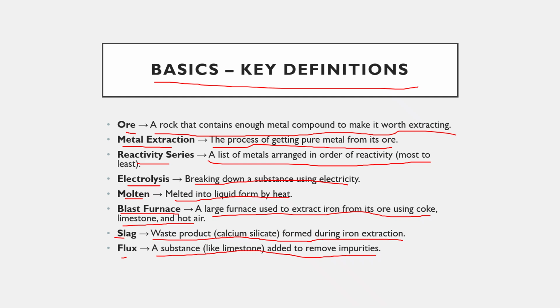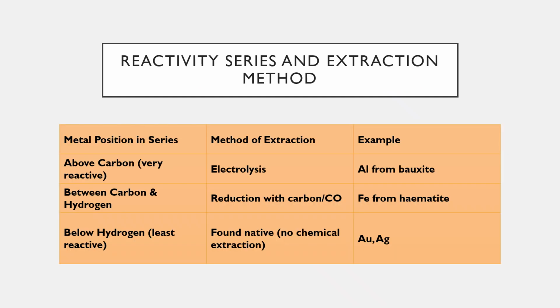These are the key definitions we use when we discuss the method to extract iron from its ore and aluminium from its ore. Here is the reactivity series and extraction method we already discussed. Above carbon, the method is electrolysis, for example aluminium from bauxite. Bauxite is the ore of aluminium.